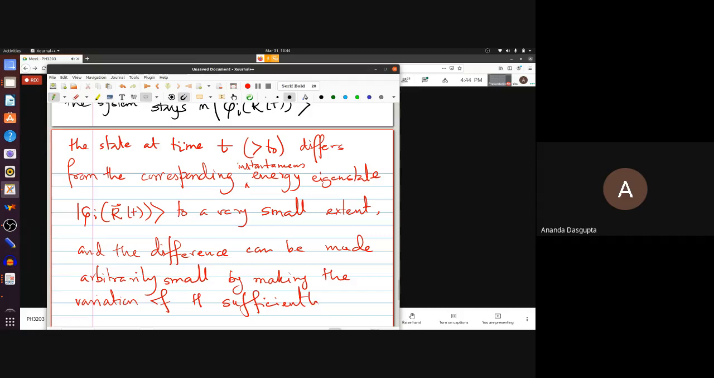sufficiently slow. So what this means is, first of all, if your Hamiltonian varies slowly with time, we are of course going to make this more quantitative soon, but if your Hamiltonian varies very slowly with time, then the actual state which phi I r t0 will evolve into will differ from the corresponding energy eigenstate phi I r t by a very small amount, number one. More importantly, you can make this difference as small as you want just by making the variation in the Hamiltonian slow enough. So this is the adiabatic theorem.